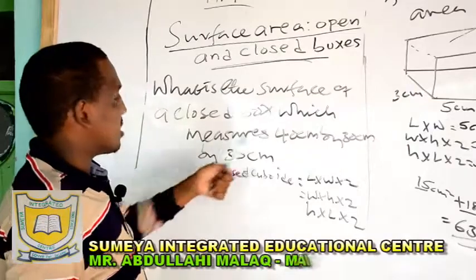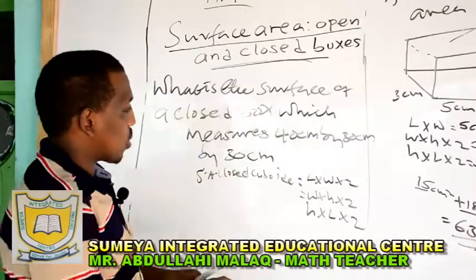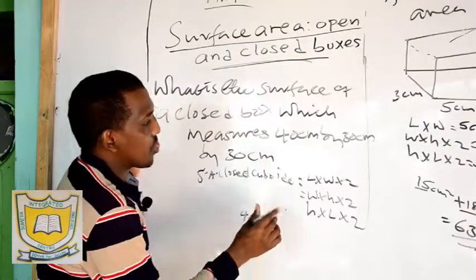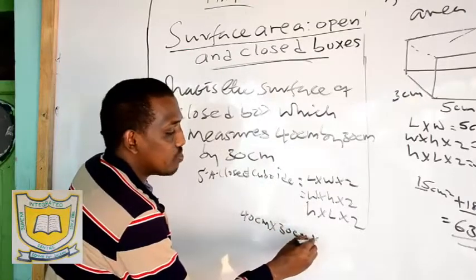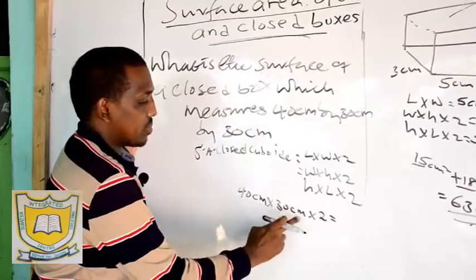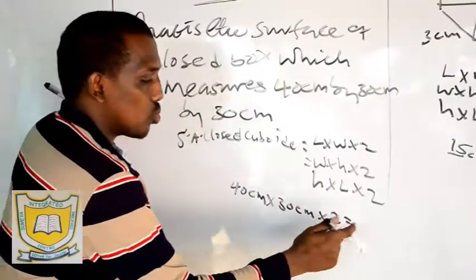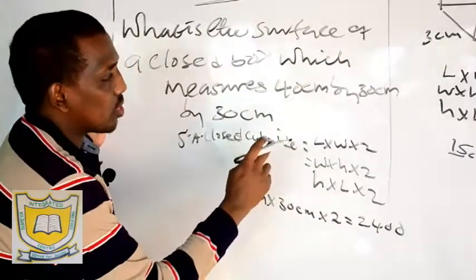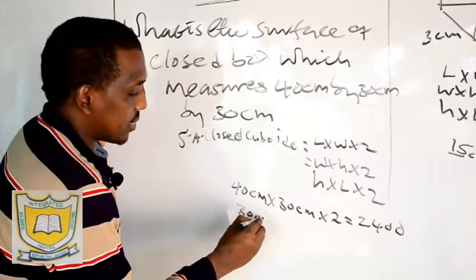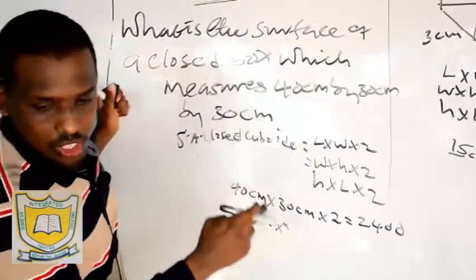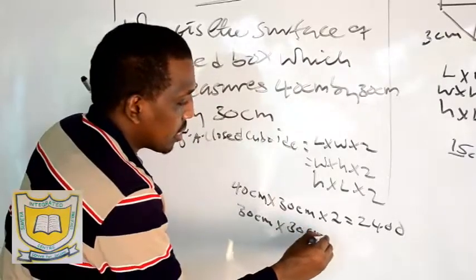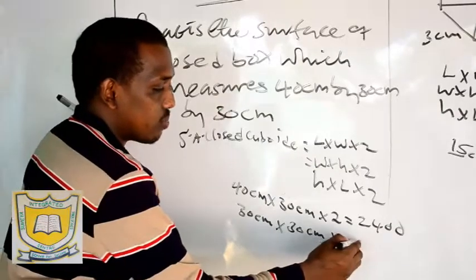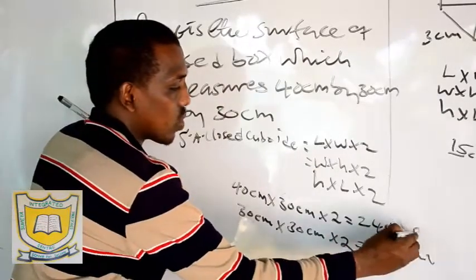Now the length is the first one, which is 40 centimeter, times the width, which is 30 centimeter, times 2. So 40 times 30 is 1,200, times 2 is 2,400. Then the other one, the width, which is 30 centimeter, times height, which is also 30 centimeter, then times 2 because it is closed everywhere. 30 times 30 is 900. 900 times 2 is 1,800 centimeter squared.